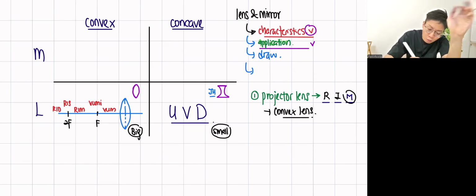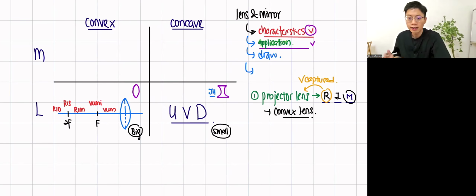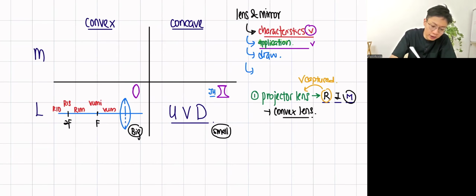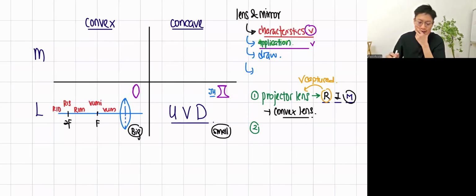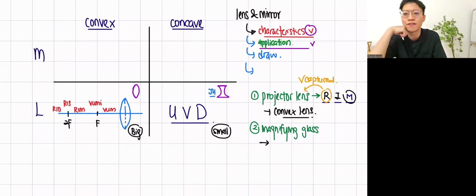Why do you need real for a projector? Because at the end, the image needs to be captured on a screen. Okay, guys, I give you one more trick question. I'll give you a total of 3 trick questions. Number 2, besides the projector lens, I'm going to talk about the magnifying glass. Guys, what lens does a magnifying glass use? Convex lens or concave lens?